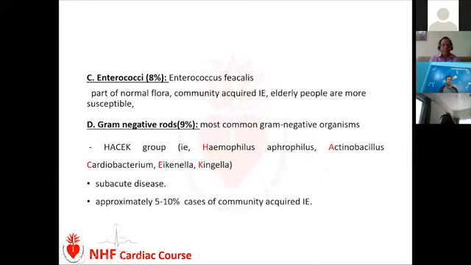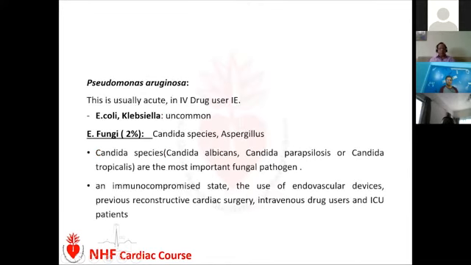Enterococcus faecalis, the important pathogen of the Enterococci family, is part of normal flora causing community acquired infection. Elderly people are more vulnerable. Among the gram-negative rods, HACEK group of organisms is the most common. They cause subacute disease and community acquired infection. Pseudomonas aeruginosa usually causes acute disease. E. coli and Klebsiella are uncommon causes of infective endocarditis. Among the fungal family, Candida species is the most important. It causes endocarditis in immunocompromised state.